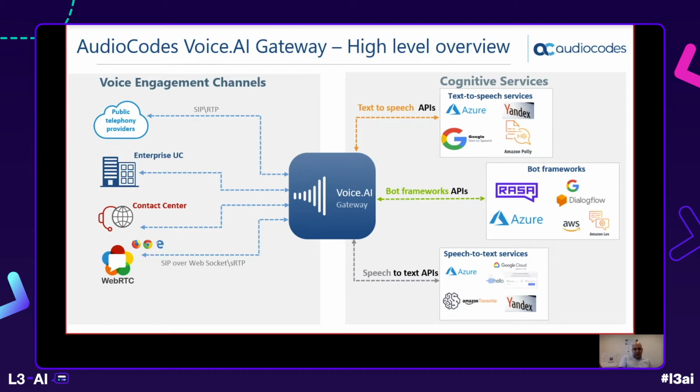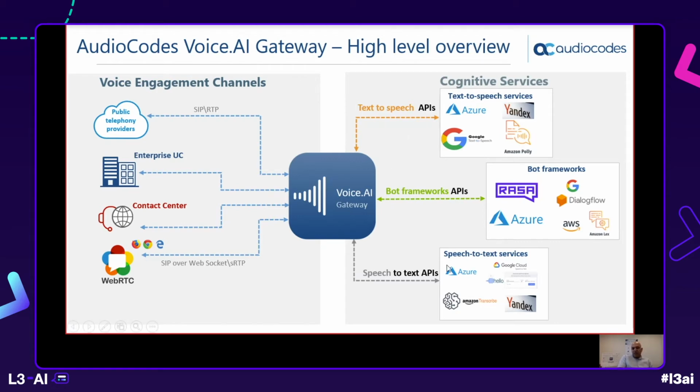What you can see here on the left-hand side is the connectivity to the various engagement channels, all the ones we described before, and the left-hand side of the Voice AI Gateway is based on AudioCodes session border controllers. Session border controllers are connecting any voice over IP platform to any other one. And this is what we're doing with AudioCodes for the last 15 years. And we can virtually connect any voice over IP platform.